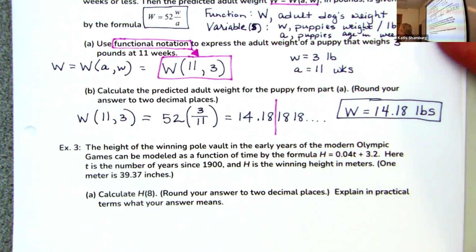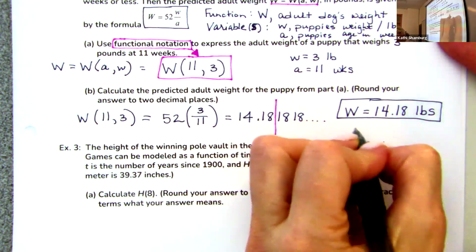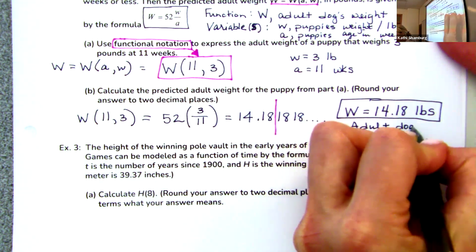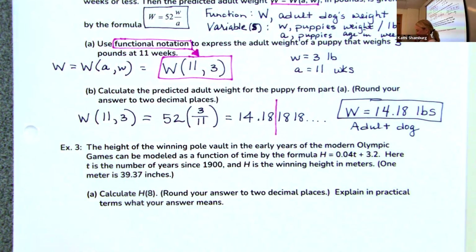Is that an oxymoron? Adult dog. Even when our dog's old, it's still our puppy, right?